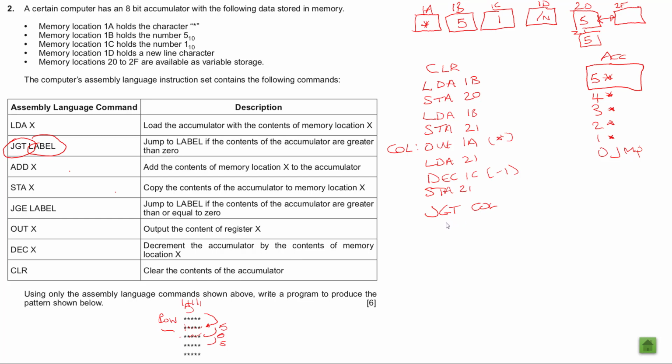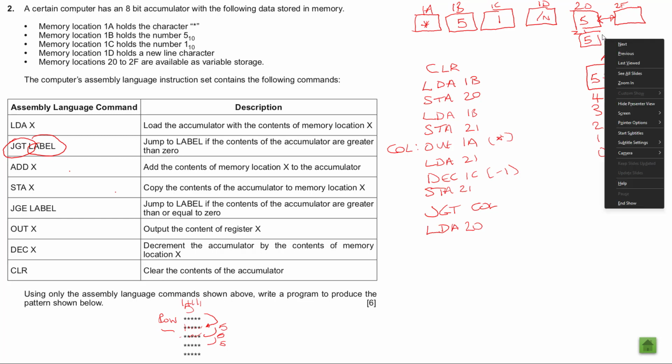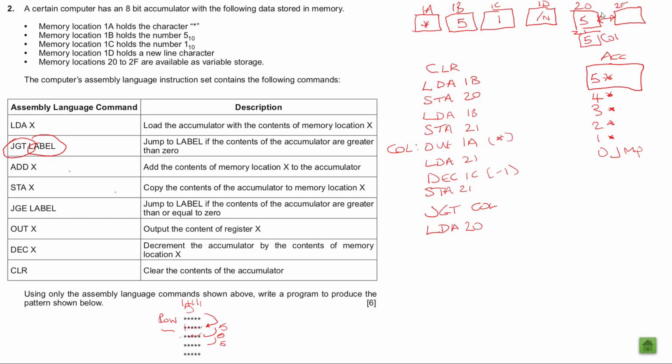And at this stage now, you need to output, so you need to load into the accumulator 20. Now why have I got two 5s in here? This set of 5 here is for my columns, and this set of 5 here is for my rows.